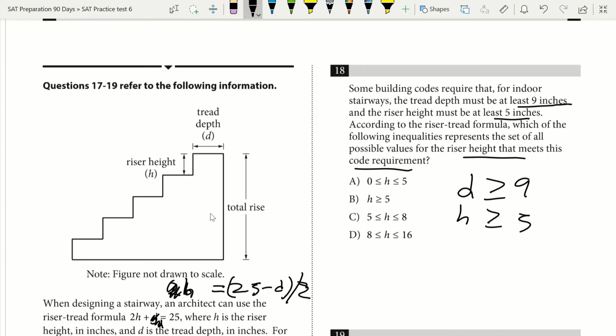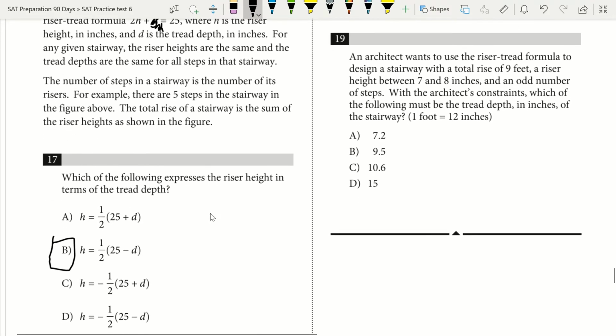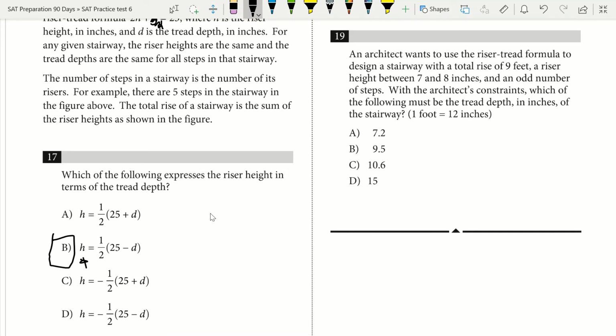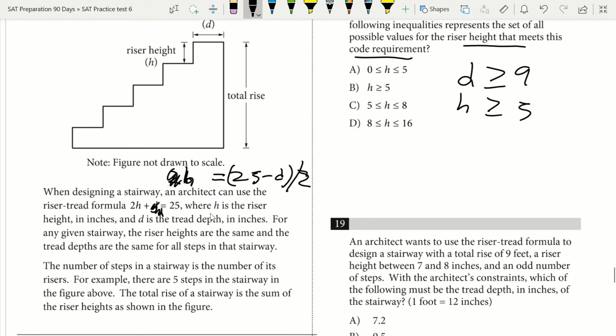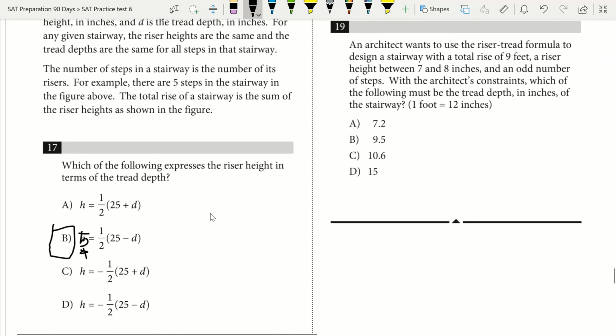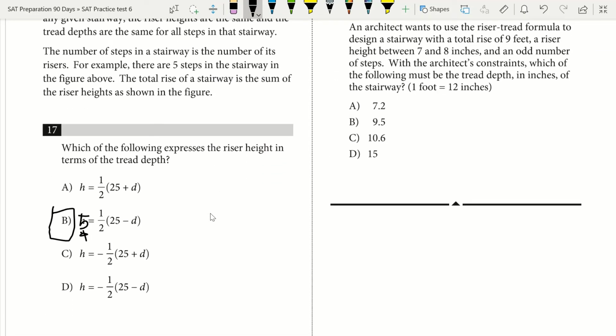Okay, well, what we're going to do here is we know h has to be at least 5. So we're going to use this equation down here that we just made. Okay, if h has got to be equal to 5 or greater, we can put a 5 in there. Now we know that d's got to be greater than 9. So if our depth has to be 9 or more, then we're going to have 25 minus at least 9, which will leave us with 25 minus 9 is going to give me 16. 16 over 2 then would be 8, right? So that is going to be greater than that 5 that it had to be at a minimum.